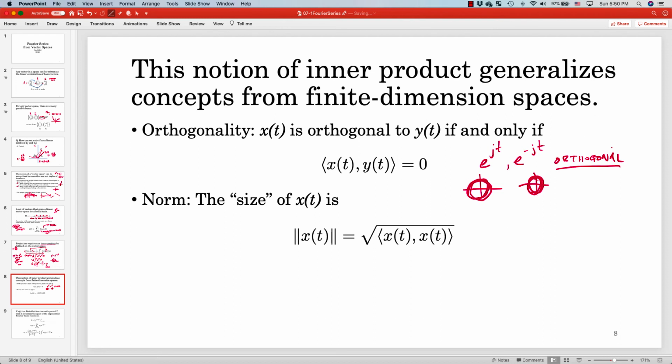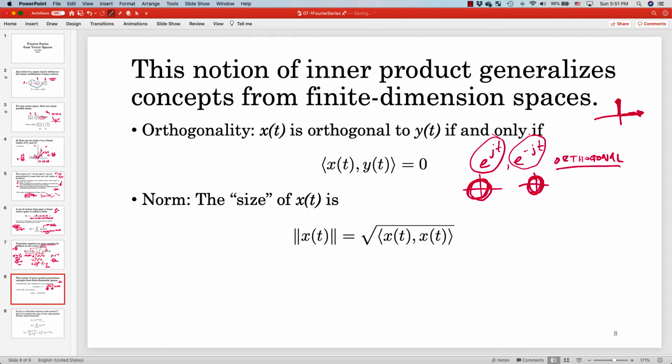And the way to think about this orthogonality is you can generalize perpendicularity, because if two vectors were perpendicular, then there was no projection of one onto the other, or the shadow cast by this vector onto this vector had 0 length. So the higher dimensional analogy here is the shadow cast by this function onto this function is nil.